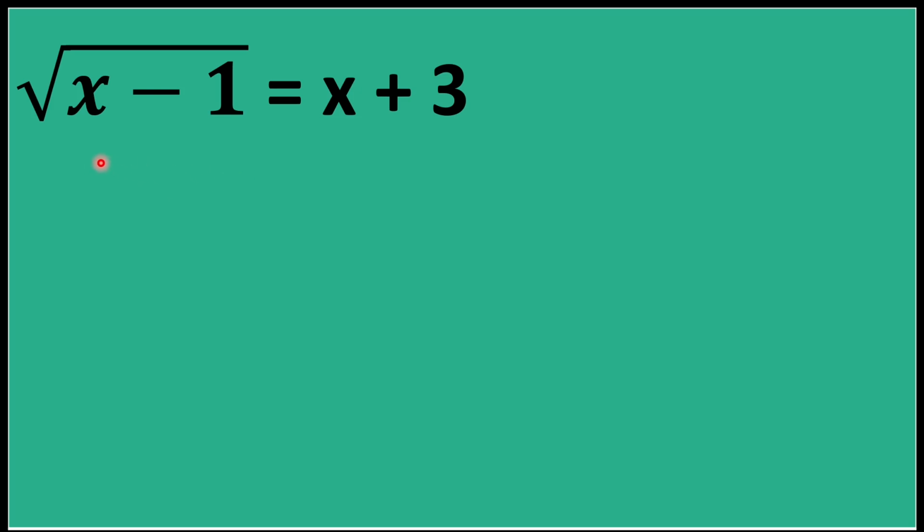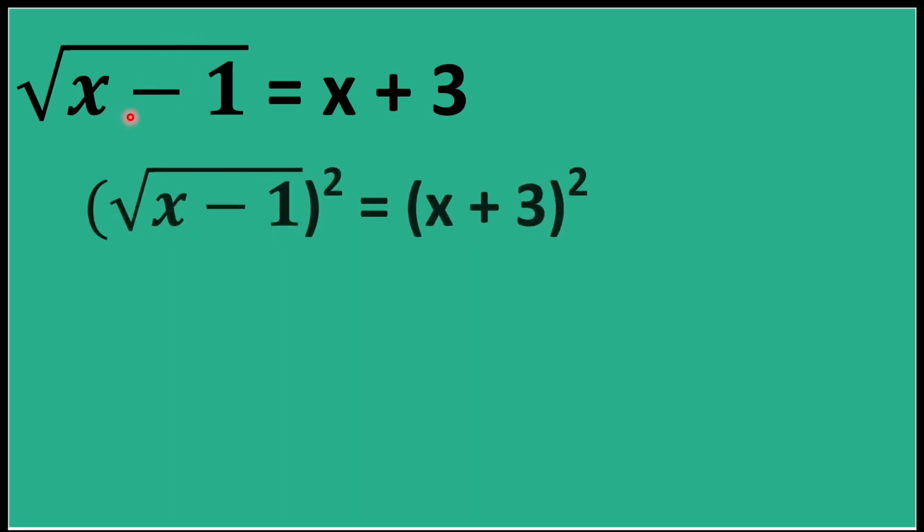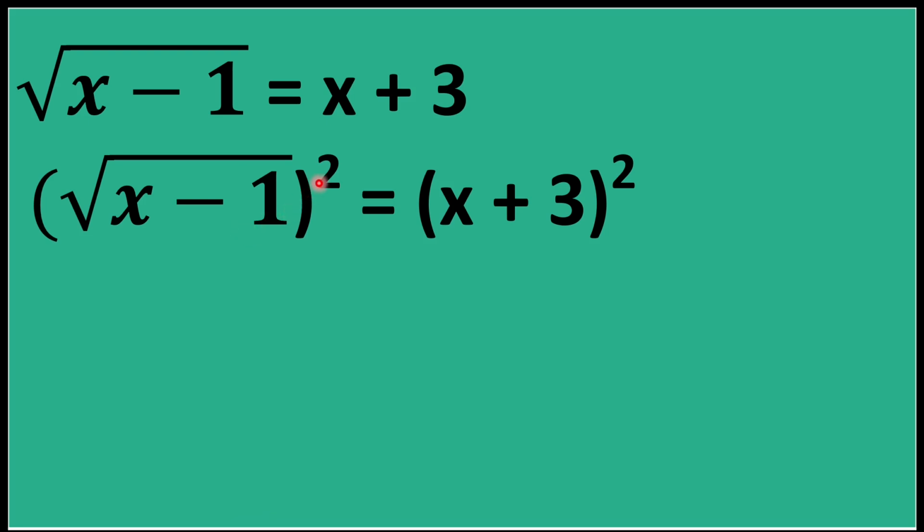So first of all, we will take square on both sides to eliminate this square root. So let's take square on both sides. So after taking square, this square will cancel this square root. So it will become x minus 1, and here x plus 3 all square.